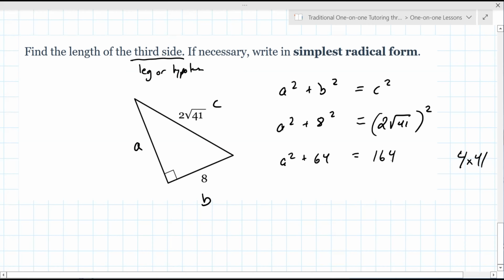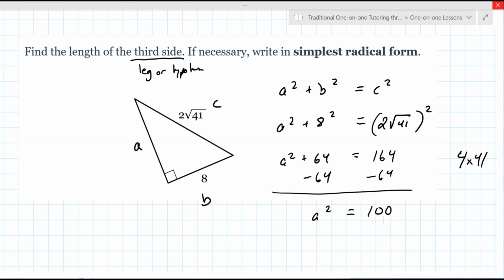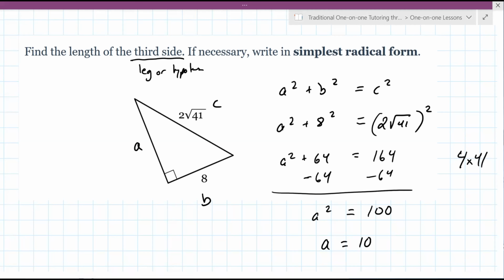Okay, and then what's the next step? 64. You subtract them. Subtract 64. You always subtract from the side that has the variable. And then can you tell me the value of A? What number when squared gets you back to 100? What number times itself gets you back to 100? 10. Yeah, A is 10. Perfect. Plop that in.